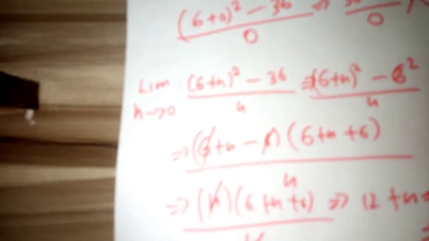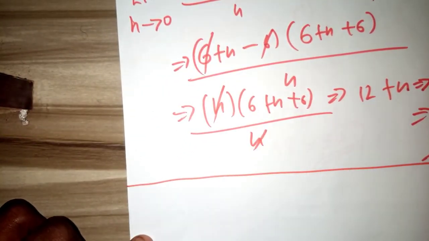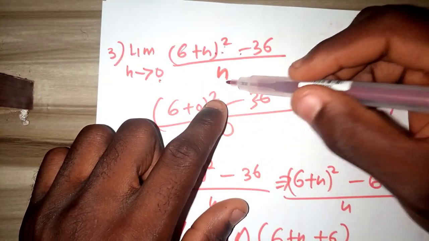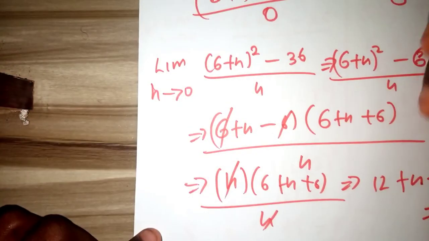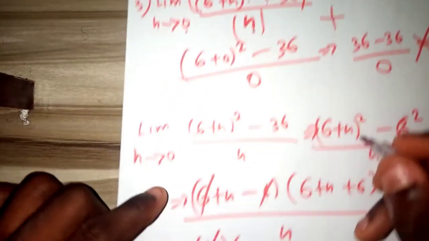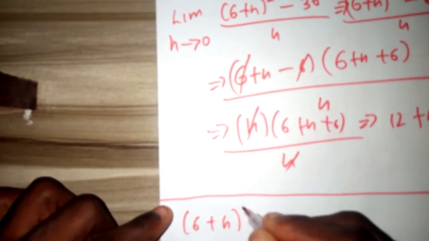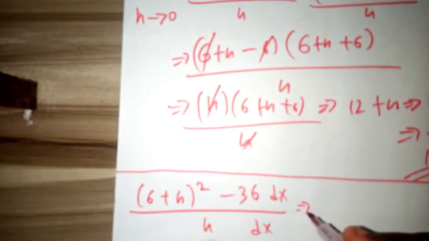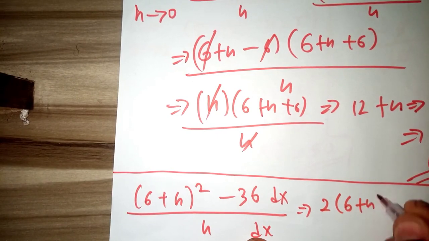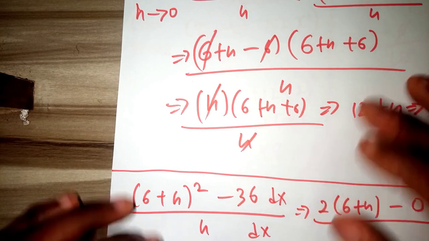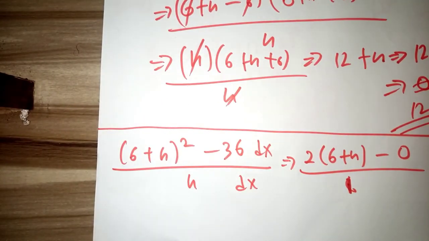Now let's assume you want to use L'Hopital's rule. The reason why L'Hopital's rule can work here is because when you input your 0, you have an indeterminate form. Now what you have to do is differentiate the numerator, and differentiate the denominator. Now let's see what we can do here. 6 plus h all squared minus 36 over h, d/dx. Now let's differentiate. This one will give us 2 in bracket of 6 plus h minus 0, over 1. If you have not watched the video on differentiation, please go and watch it. It's on my YouTube channel already.